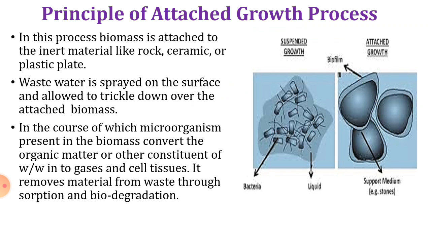In this process, the biomass is attached to the inert material like rock, ceramic or the plastic plate. As we discussed in the principle of attached growth process, the name itself indicates that the biomass is attached to an inert body where the growth of microorganism takes place. So on the same principle, the trickling filter is based. The inert material like rock, ceramic or the plastic can be used.